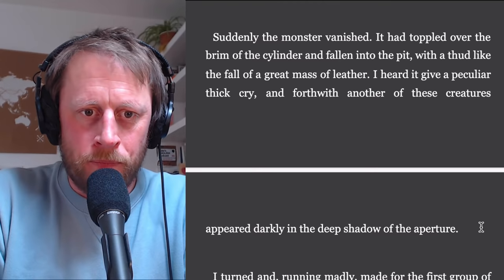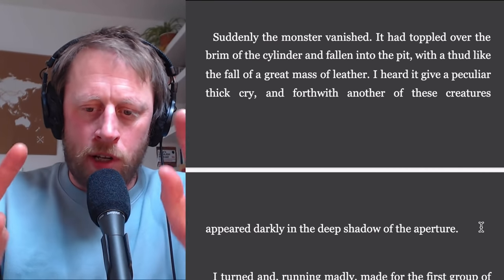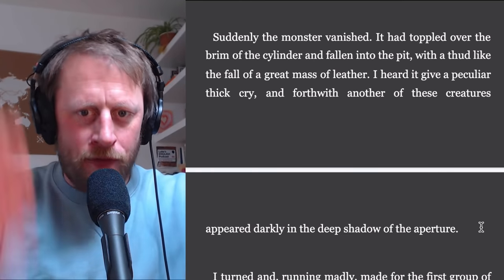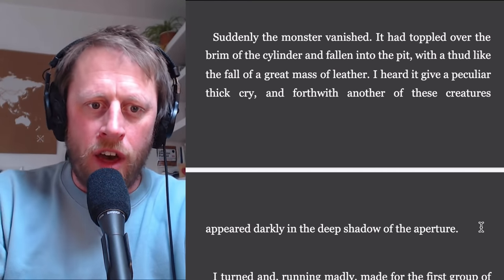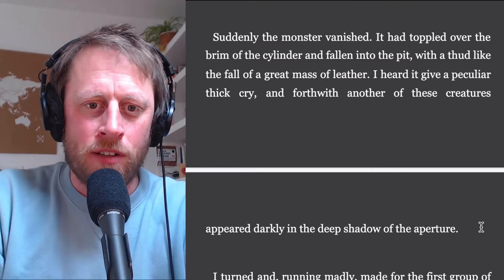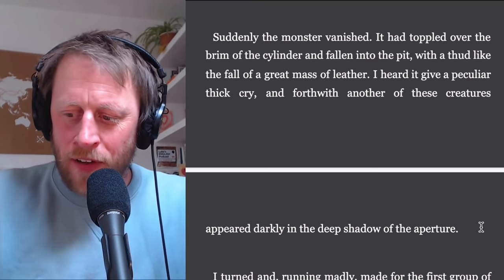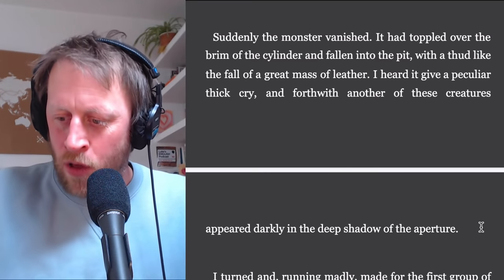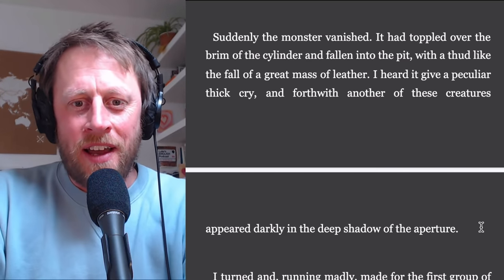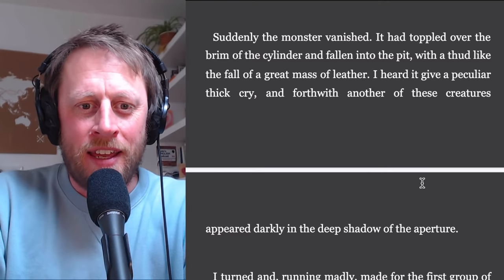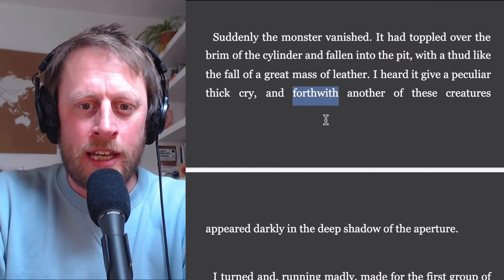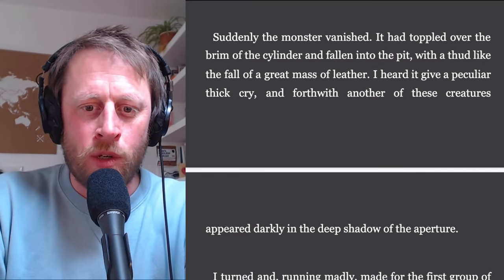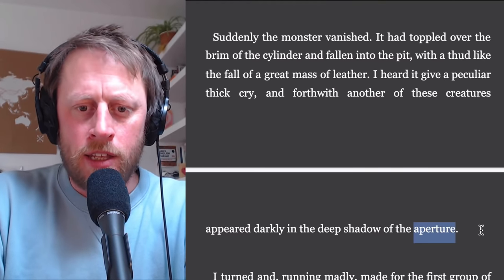So the monster disappeared because it toppled over, it kind of fell over the brim of the cylinder and fell into the pit with a thud like the fall of a great mass of leather. It kind of fell on the ground as if someone had dropped a big pile of leather on the ground. Thonk! I heard it give a peculiar thick cry, and forthwith, meaning immediately, another of these creatures appeared darkly in the deep shadow of the aperture, meaning the opening of the cylinder.